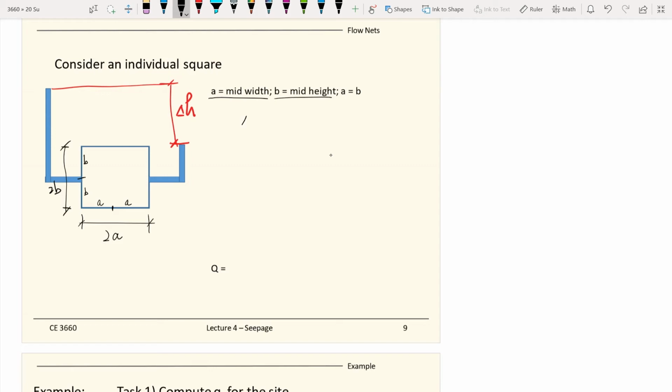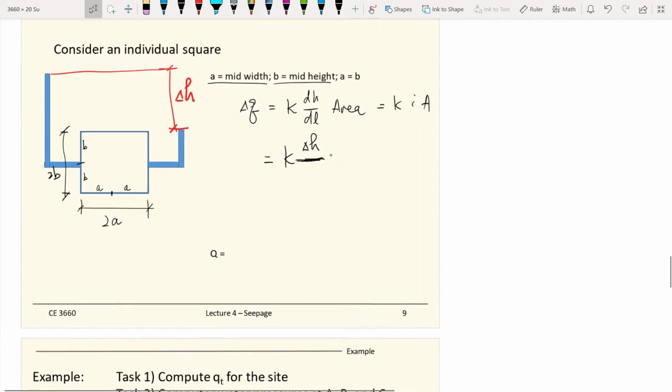And from Darcy's law, the delta Q, so this is kind of like a flow tube now. The delta Q going through is equal to K times i, the gradient, which is dH over dL, and also the area. So this is Darcy's law, Q equals KiA. And from this element, the dH is the delta H, the head drop across the element, and the length that the flow is traveling through this element is 2a.